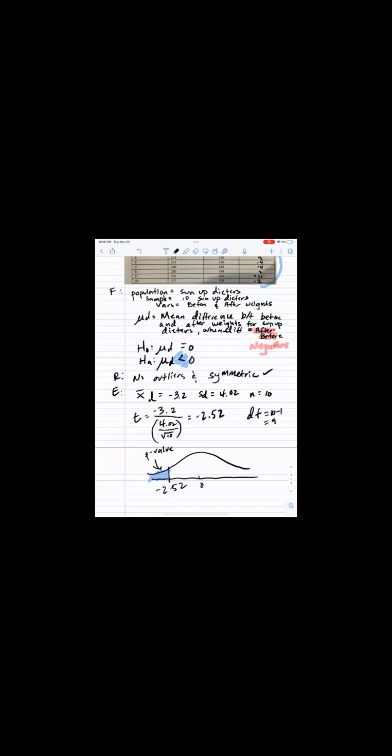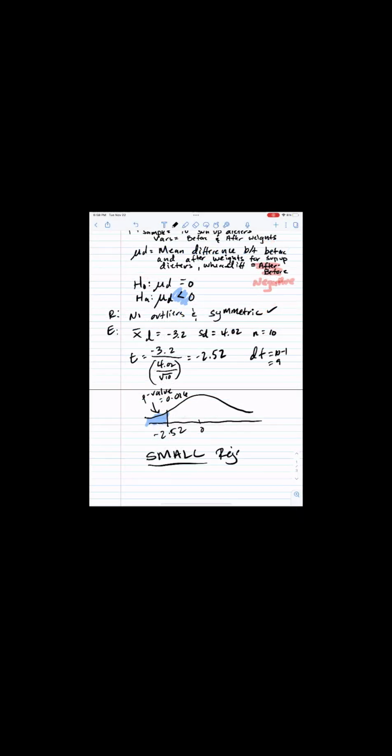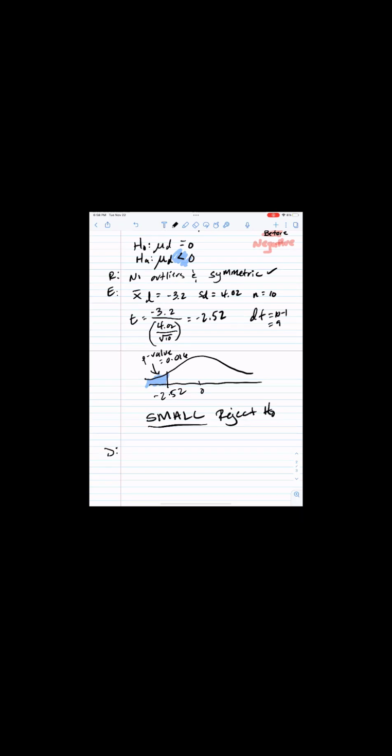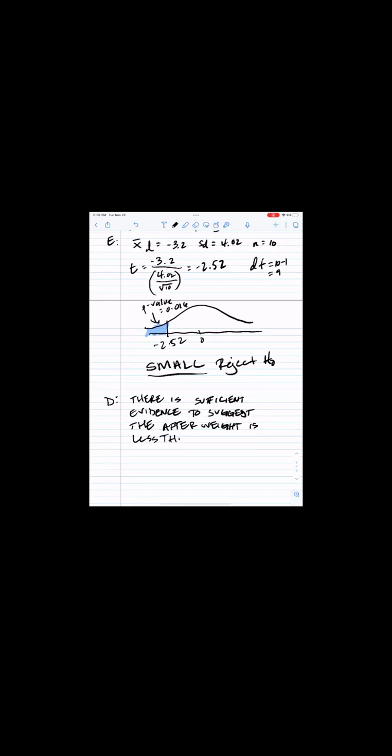0.016. So because we rejected, because it's small, I'm going to say there's sufficient evidence to suggest, and then I'm stating all of the parts of the alternative. I'm just stating it in a way that makes sense for interpretation. So we'll say to suggest after weight is less than before weight, indicating weight loss. And then for our population, which is sun-up dieters, and then we're saying on average because we're looking at mean difference.